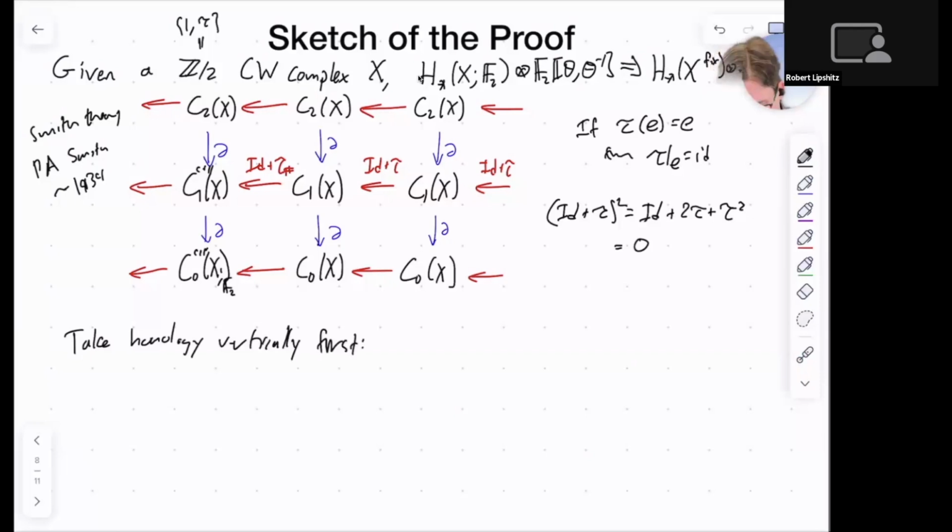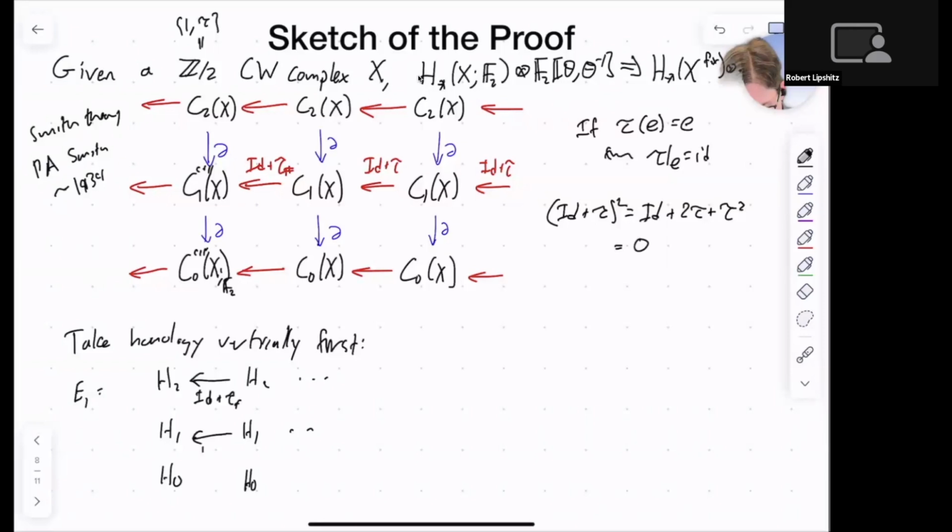then you get the E1 page, which is just H2, H1, H0, H2, H1, H0, etc. And the d1 differential will be id plus tau star. So at the E1 page, you see these groups, and the differential is just translating horizontally between the different columns.